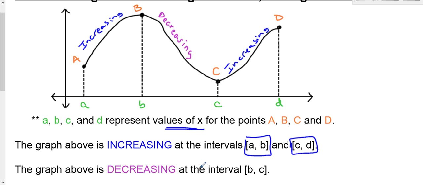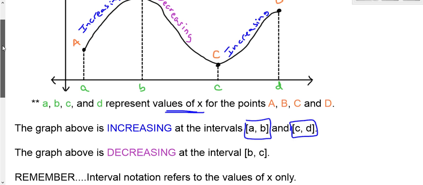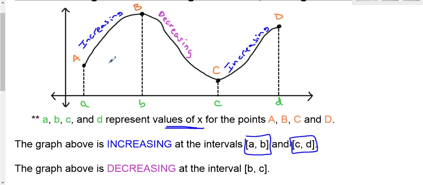The graph is decreasing at the interval between B and C. It's going downhill, and again, brackets. You can use a bracket to start from B to C because you can include the point. It is a starting point. You don't need to use parentheses or anything like that. So our interval of increasing and decreasing is just simply looking at the graph and being able to identify the values of x from which you start and finish your increasing, or start and finish your decreasing.